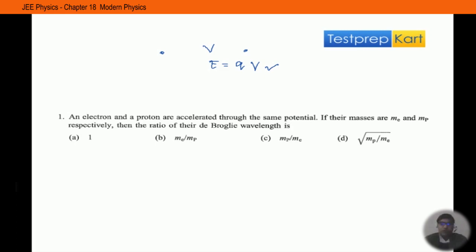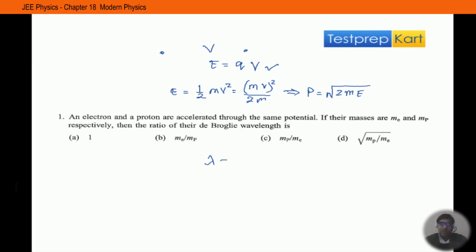Now, we already know that energy is equal to half mv square. So if we multiply by m in numerator and denominator, then we can write (mv) whole square over 2m. Here mv is the momentum of the particle. So we can write the expression for particle momentum is equal to root 2m into E. Okay. Now here we need to find the ratio of de Broglie wavelength.